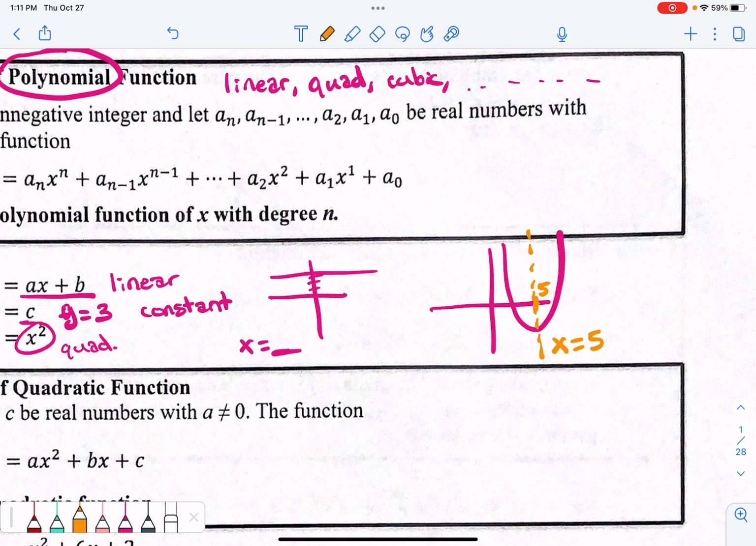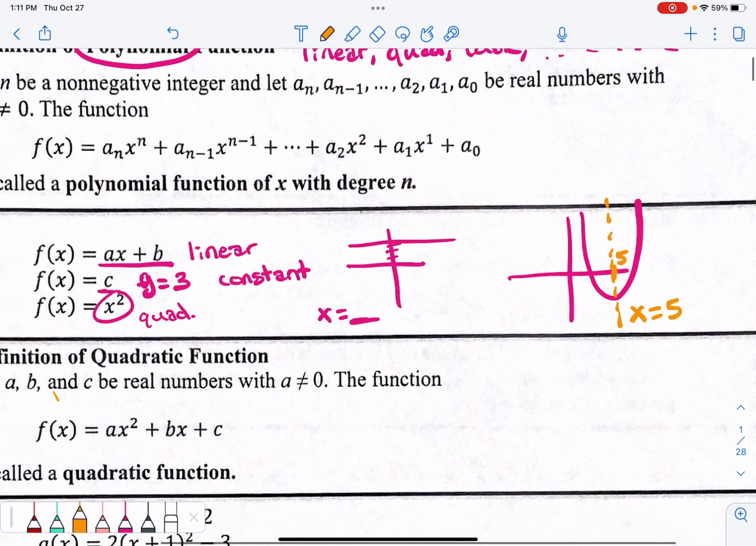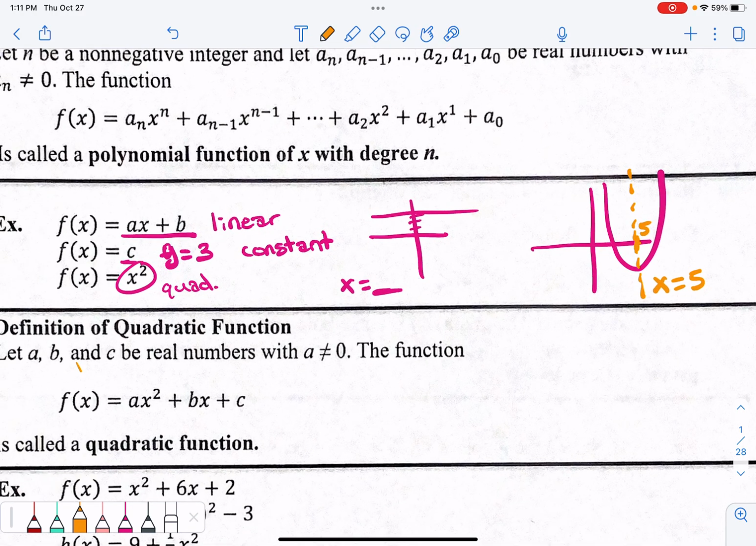So we use x equals something to define axis of symmetry, but we don't actually do that as a function by itself, because it's not a function. That's why we don't talk about vertical functions a whole lot. That makes sense? Or vertical lines a whole lot.